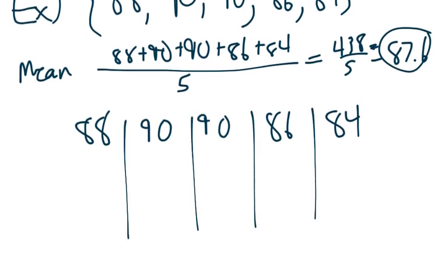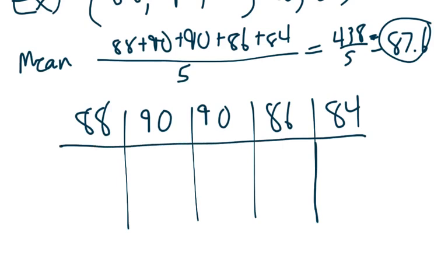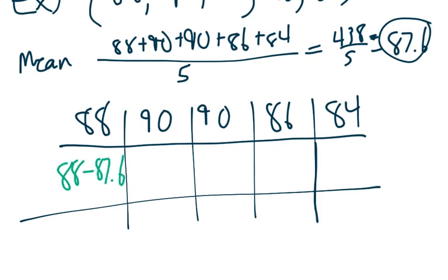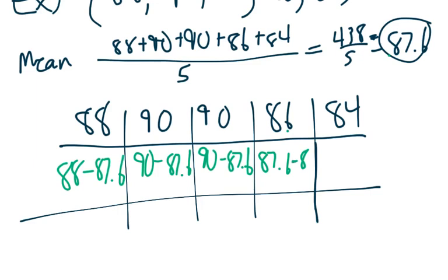Now where I'm going to kick it up a notch is I'm going to add another row right down here where I'm going to show you the math I'm doing. So here I'm going to go 88 minus 87.6. 90 minus 87.6. 90 minus 87.6 again. Now watch the switch I do here. 86 is smaller than 87.6, so I'm going to go 87.6 minus 86. And then same thing, 87.6 minus 84.